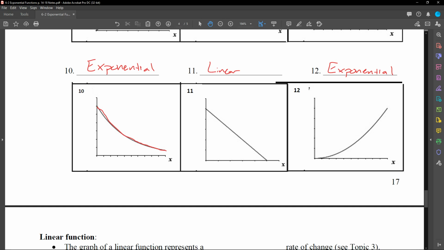Okay. Got a few more for us today. Go ahead and flip the page.